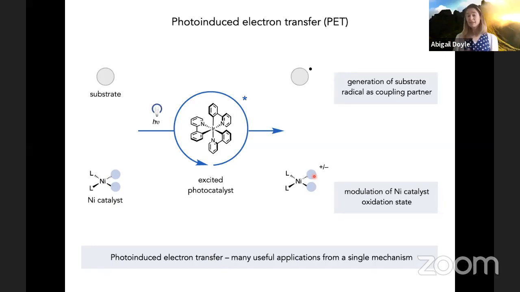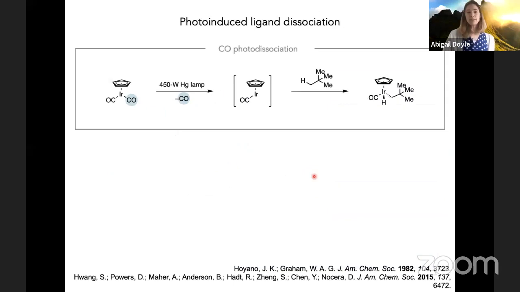And given the impact that this single elementary step has had on nickel catalyzed cross-coupling, my group became interested in learning about other mechanisms wherein transition metals harness visible light energy, and whether any of these alternative mechanisms could be deployed in nickel catalyzed cross-coupling to design new reactions. And the specific elementary step that caught our attention was photoinduced ligand dissociation.